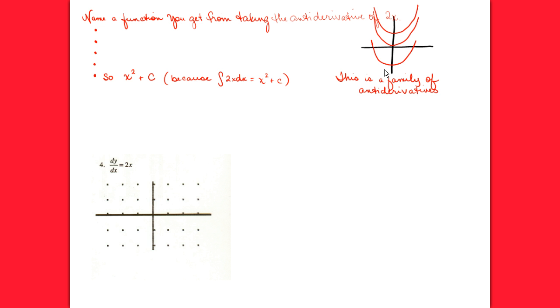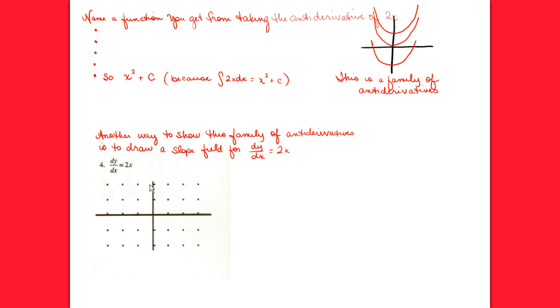So on your handout for number 4, they tell me that dy/dx is equal to 2x. Another way that we could show the family of antiderivatives associated with 2x is, instead of actually calculating the antiderivative and graphing the equation, we could draw a slope field for 2x. Since dy/dx is equal to the slope, when we plug in an ordered pair into that equation, what we are getting is the slope because derivative is slope.